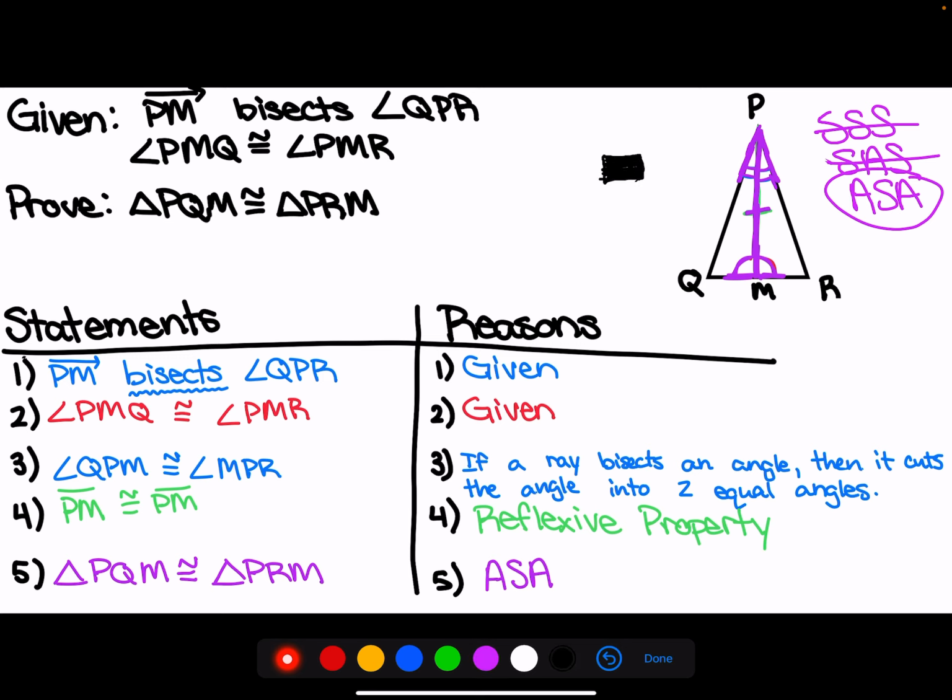All right, so that is it for today's lesson on side, side, side, side, angle, side, and angle, side, angle. Make sure that you guys memorize those and practice these because these proofs will keep coming again and again.